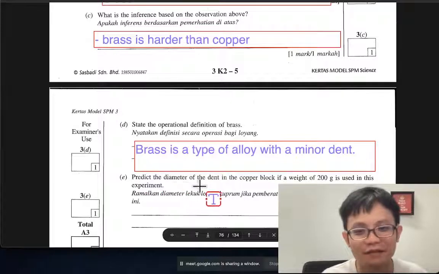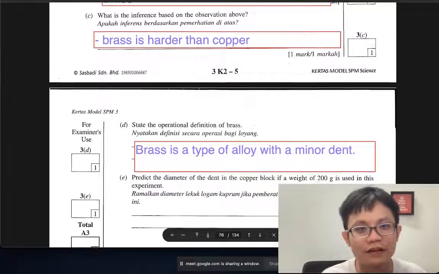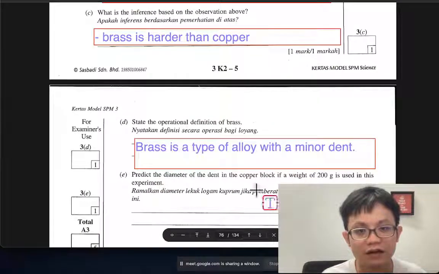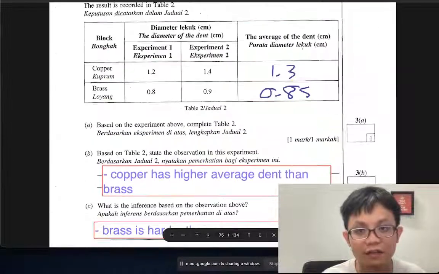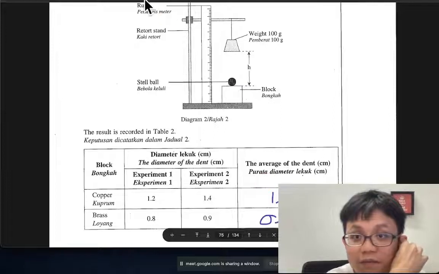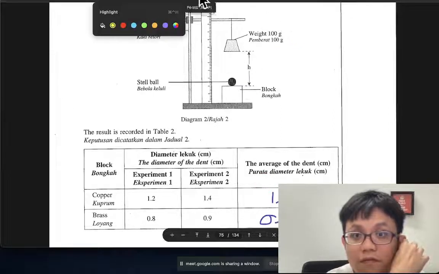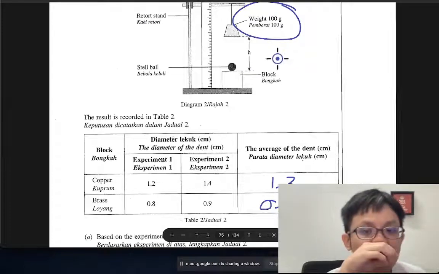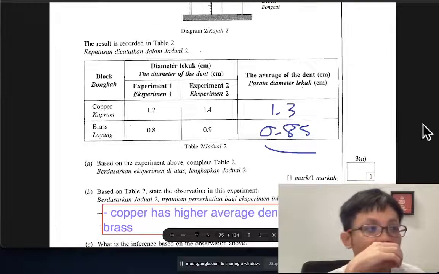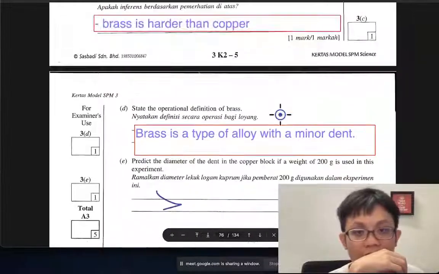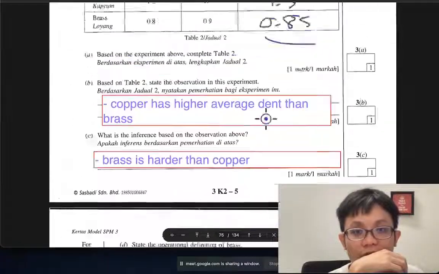Okay, predict the diameter of the dent of copper if it is 200 grams. So if copper with 200 grams is used, let's look at the question. This one is how many grams? This is 100 grams, so times 2. So 100 grams gives 2.4. Correct. Okay. Anything more than 1.3.